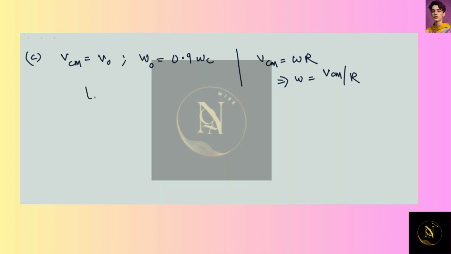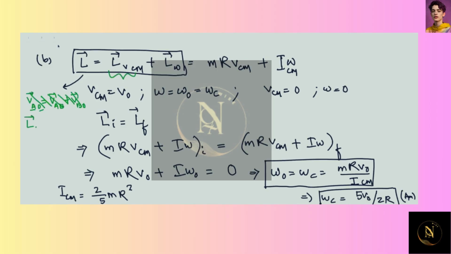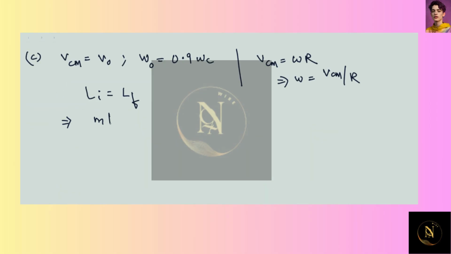So here, let me just write the condition for constant angular momentum. Now we will use this equation again over here. So initially we have mr times velocity of center of mass, plus I times omega naught, which is 0.9 omega c. Then for the final motion, we have mr times velocity of center of mass, plus I times the final angular velocity, which can be expressed as velocity of center of mass over r.